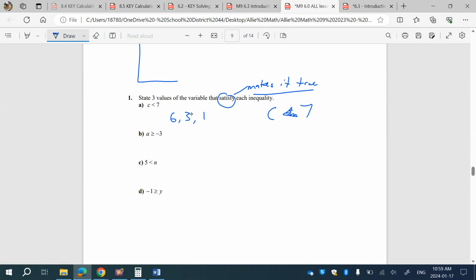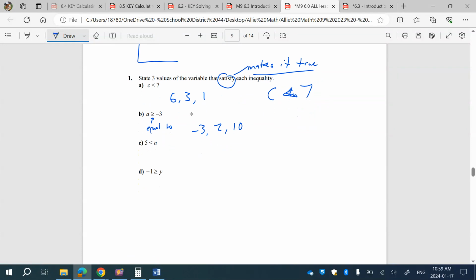Here we go. We're looking for a needs to be greater than, or this little line, remember, means equal to, -3. So 3 numbers that would satisfy this, we could do -3 because it can be equal. And now it needs to be greater than this. So also 2 is greater than this and 10 is greater than that. Here we have n is greater than 5. It doesn't say equal to, so it needs to be greater than that. Can't be 5, but it could be 6, could be 7, could be 8, could be 243, whatever you want.